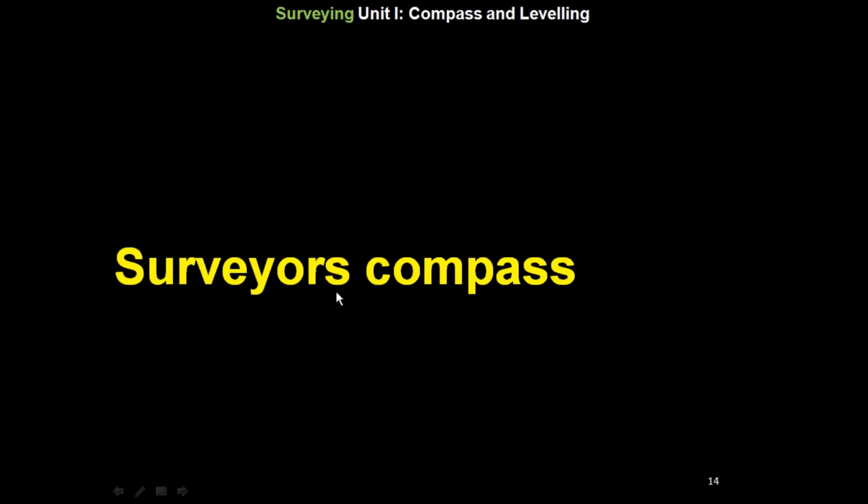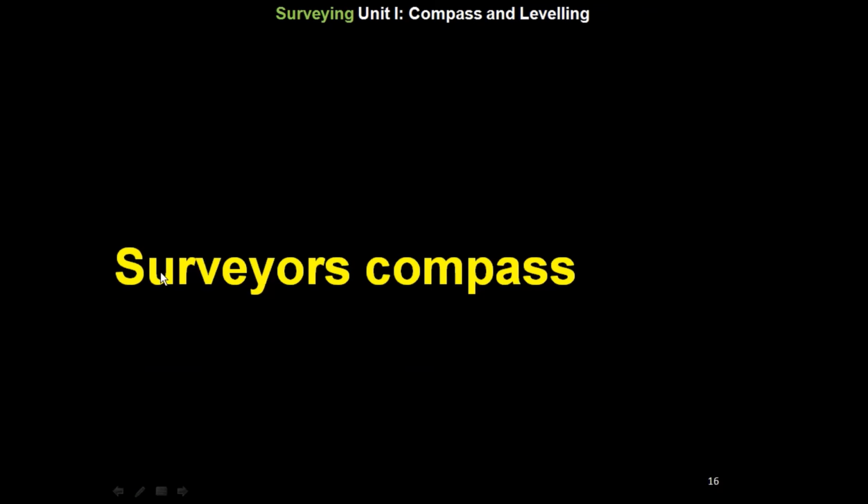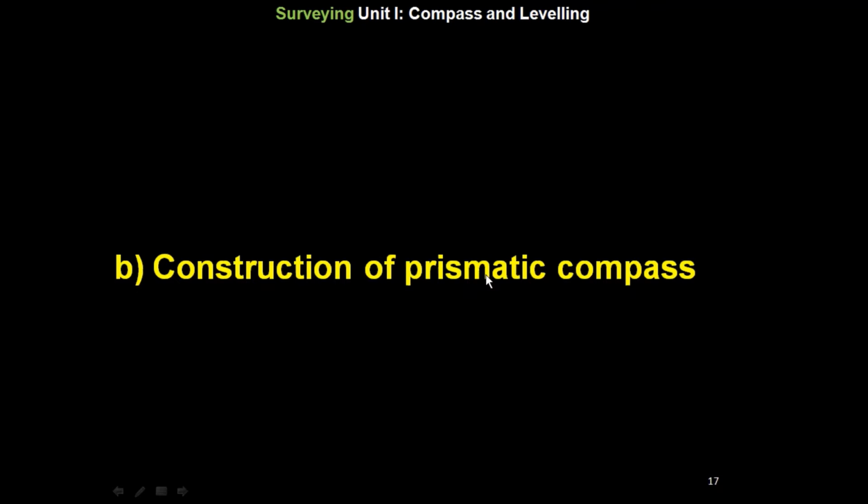Now we will see the surveyor's compass. The surveyor compass was formerly used in land surveying, but now it is not used. In general, it is similar to a prismatic compass except that it has another plane sight having a narrow vertical slit in place of the prism and that it carries an edge bar needle on the pivot. So we have seen the surveyor's compass. So we have covered the construction of the prismatic compass.